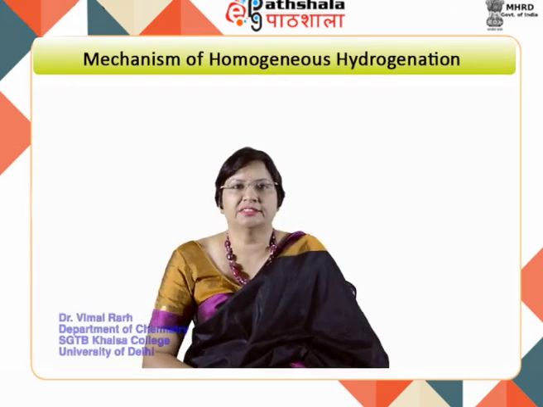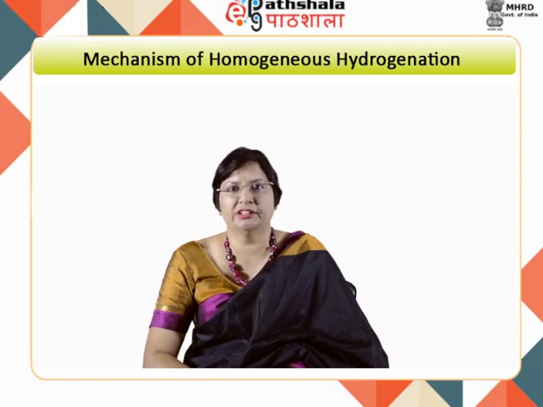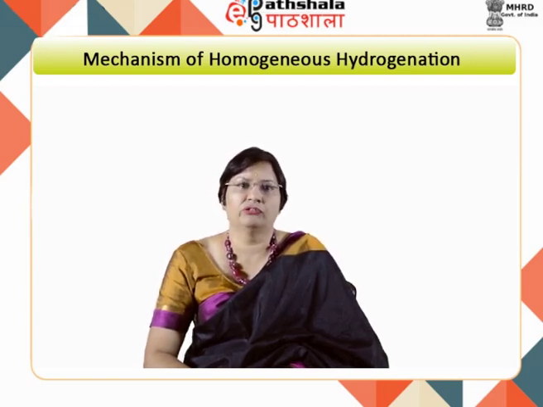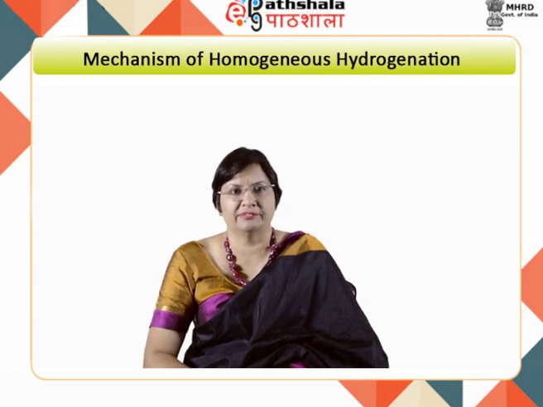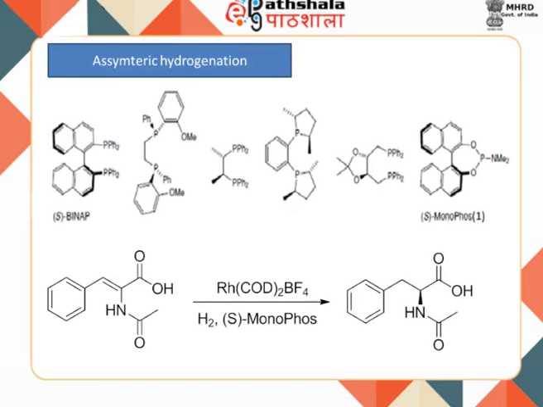Now we shall discuss the mechanism of homogeneous hydrogenation with Wilkinson's catalyst. The mechanism of this reaction involves the initial dissociation of one of the two triphenylphosphine ligands in the Wilkinson catalyst to give 14 or 12 electron complexes respectively. Now we shall study asymmetric hydrogenation.